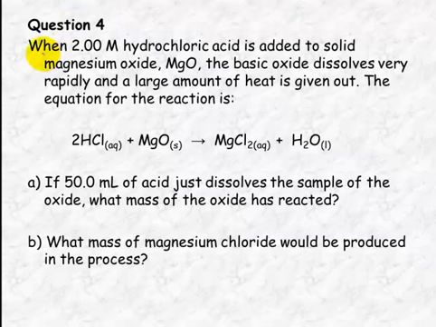So there's a lot of writing here. When 2.0 molar hydrochloric acid is added to solid magnesium oxide, the basic oxide dissolves very rapidly and a large amount of heat is given out. The equation for the reaction is, and it's given you the reaction, so that's a good question, 2HCl plus MgO makes MgCl2 plus H2O. Part A of the question. If 50 ml of acid just dissolves the sample of the oxide, what mass of the oxide has reacted? Let's look at that part of the question first.